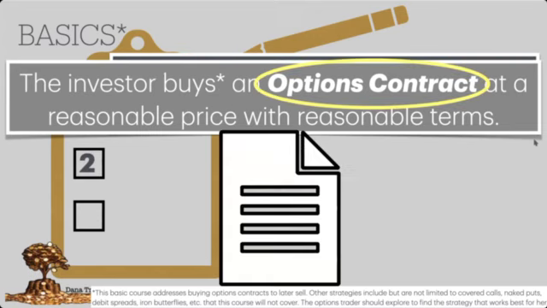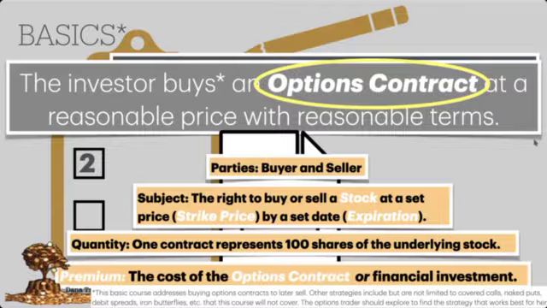An options contract is an agreement between a buyer and a seller that gives the buyer the right but not the obligation to buy or sell a specific stock at a specific price, called the strike price, on or before the contract's expiration date. Some important components or terms of the options contract include the parties to the contract, the subject of the contract, the quantity involved, and the cost of the contract. For purposes of this basic training course and this step in the process, you would be the buyer, and some other options trader is the seller.